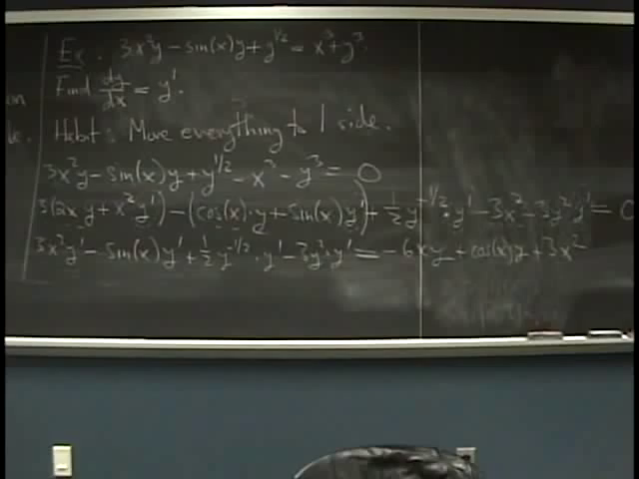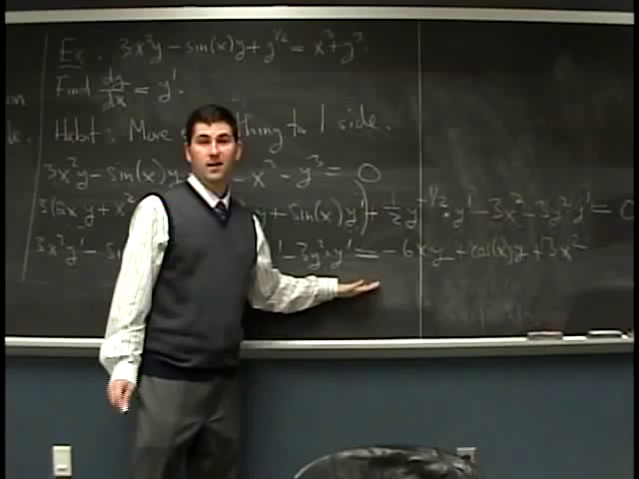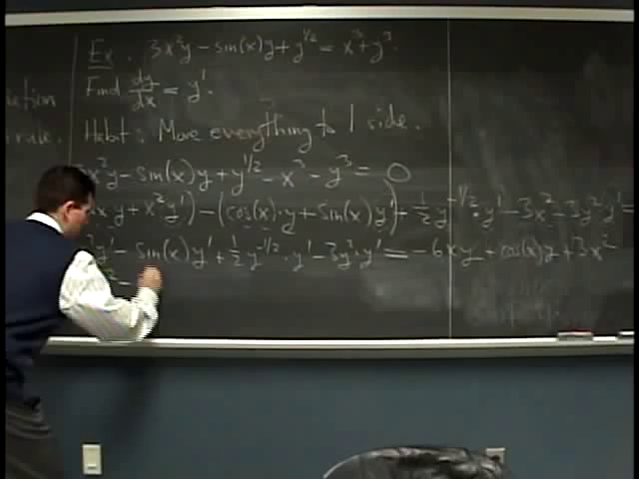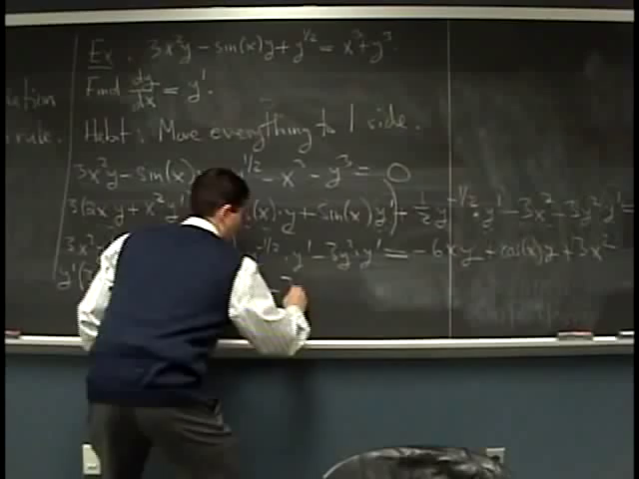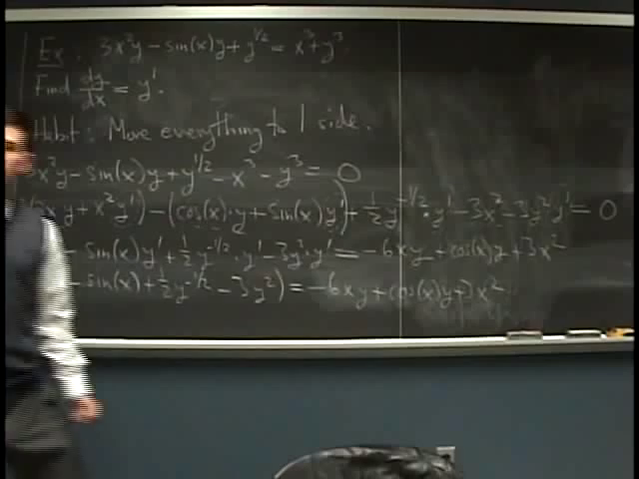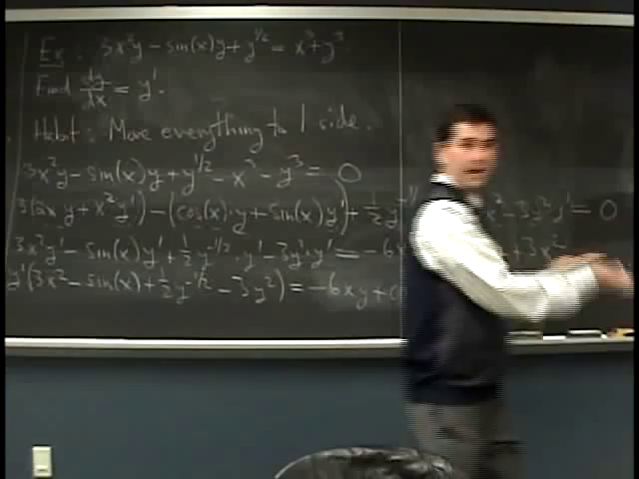Now, each term on the left has a y prime in it. That's good, because I'm trying to solve for y prime. So I factor out the y prime. I get y prime times 3x squared minus sine of x plus 1/2 y to the minus 1/2 minus 3y squared equals this other side, minus 6xy plus cosine of x and y plus 3x squared. And how do I now solve for y prime? I just divide by everything next to the y prime.